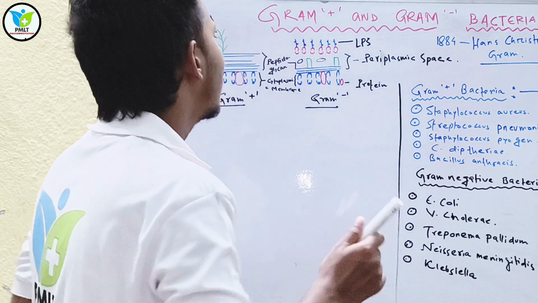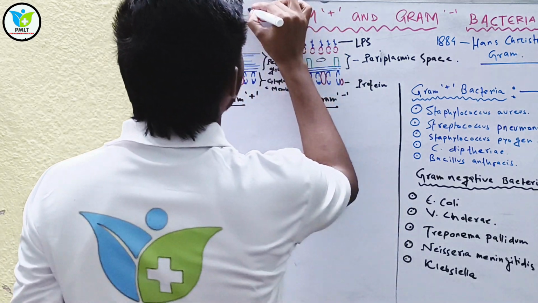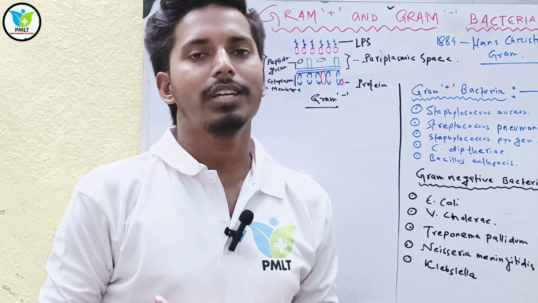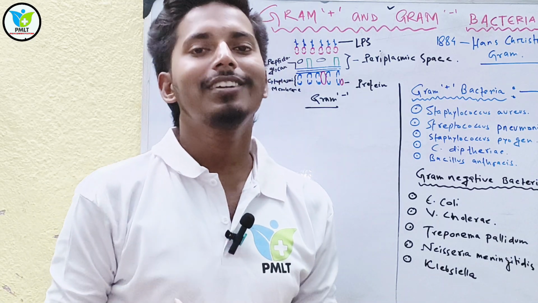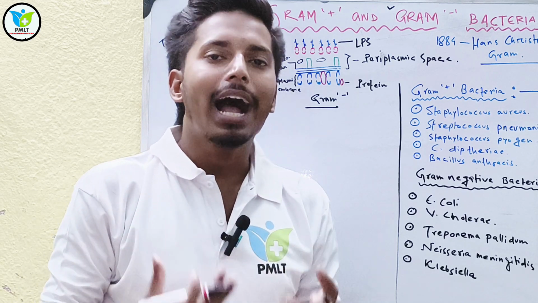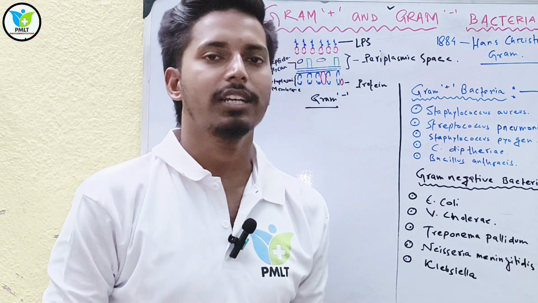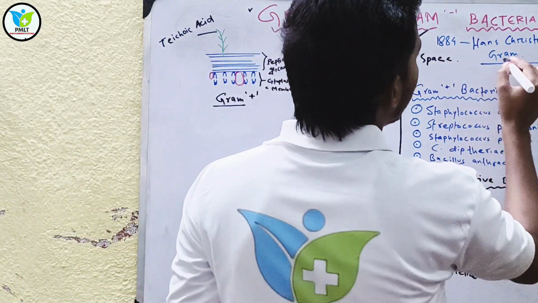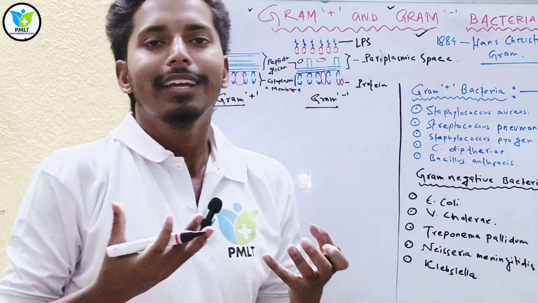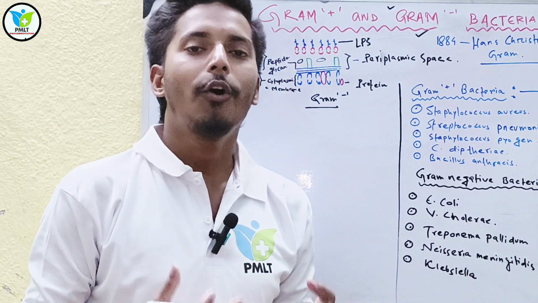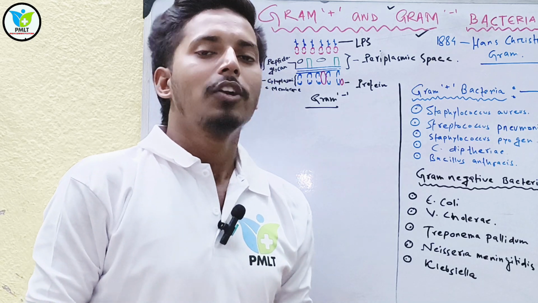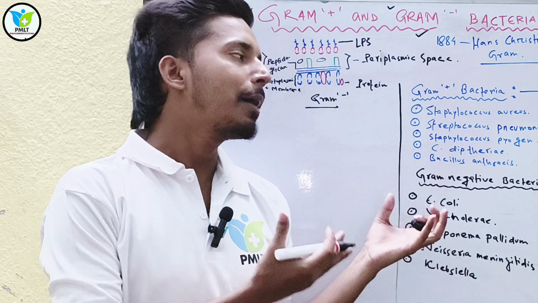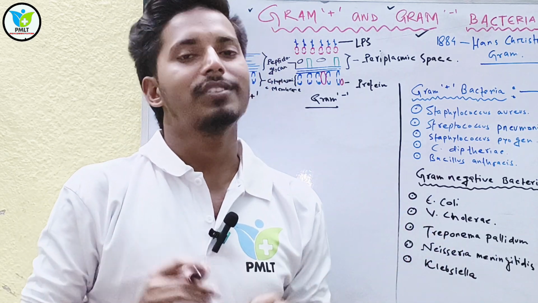Let's start the class. Firstly, gram-positive and gram-negative bacteria. The differentiation comes from gram staining. It's a type of differential staining which helps us identify gram-positive and gram-negative bacteria. This stain was first developed in 1884 by Christian Gram, so it is called Gram stain, or Gram staining. In this video, we are not going to discuss Gram staining. We are discussing the bacterial differentiation.